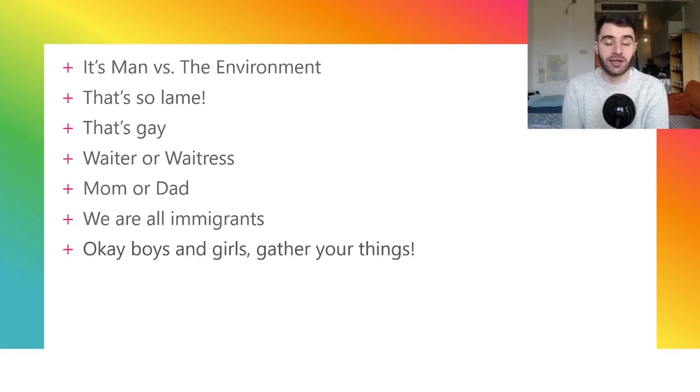Next sentence is to say that we are all immigrants. I have very international friends, and I myself am an immigrant. However, I never would say that we are all immigrants because people's stories are different and no one has gone through the same journey. And I think not everyone wants to be called an immigrant, so I just don't say it. And lastly is to say something like, okay, boys and girls, gather your things. Instead, you can just say, okay, everyone, gather your things.